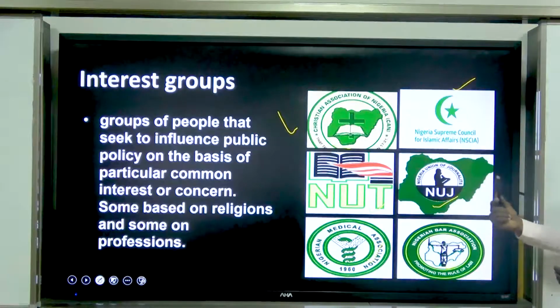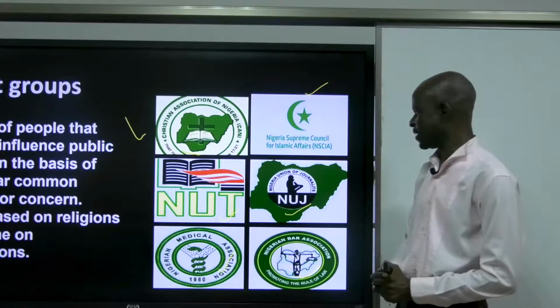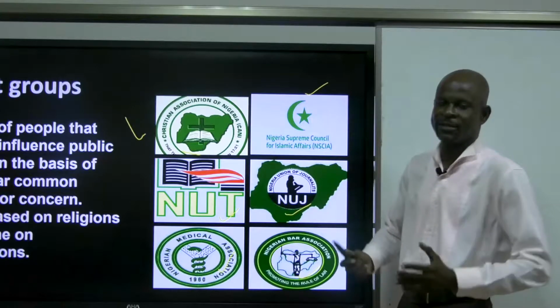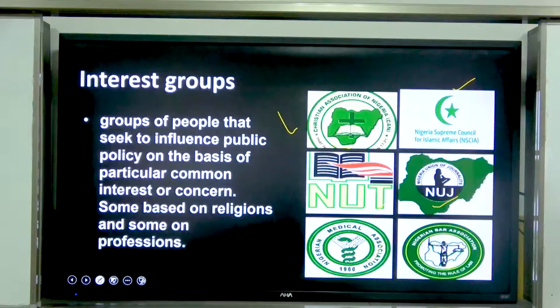I mentioned Nigeria Union of Teachers. I didn't mention for teachers. I think you would have known that Nigerian Union of Teachers is for teachers. It's an association of teachers, while that of journalists is for journalists in Nigeria.